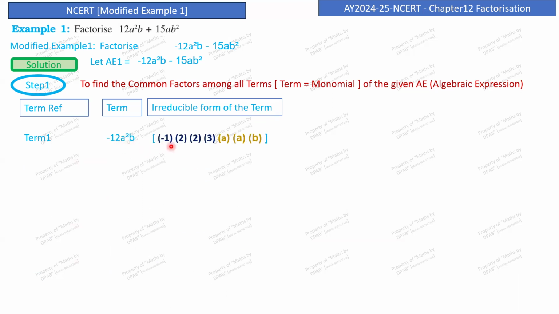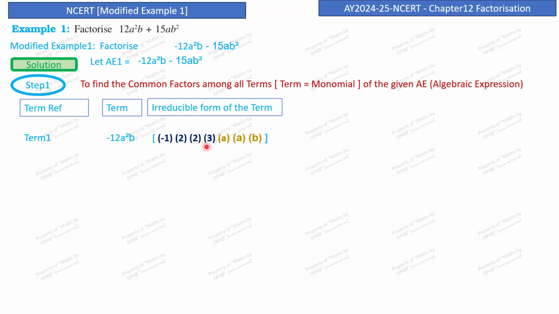And its irreducible form is, because this term has a minus sign, I think you will be able to remember what I said in the previous example. Example 1 was positive 12a square b, which has a positive symbol on term 1, whereas in this modified example 1 we have a negative term, minus 12a square b. When it was plus 12, we started the prime factorization form with plus 1. Now, since it is minus 12, we need to start with minus 1, and the rest is as per your regular prime factorization process.